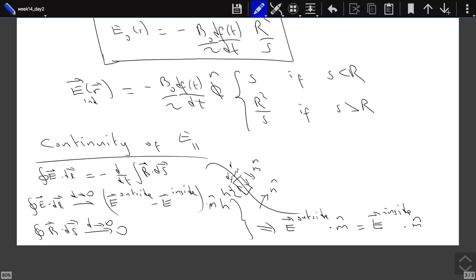M hat is basically any vector that is parallel to the surface. So the parallel component of the electric field is the same inside the surface and outside the surface. We already had this property in electrostatics. Now we see that we still have the same property in electrodynamics, although we have a changing magnetic field which induces this new kind of electric field. Still, the parallel component is continuous.